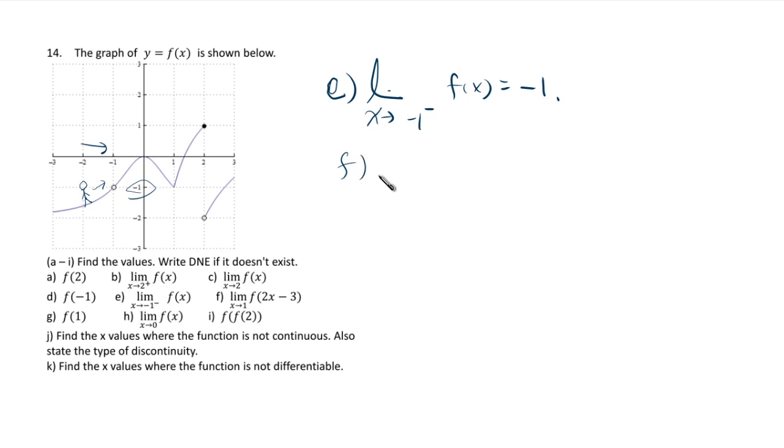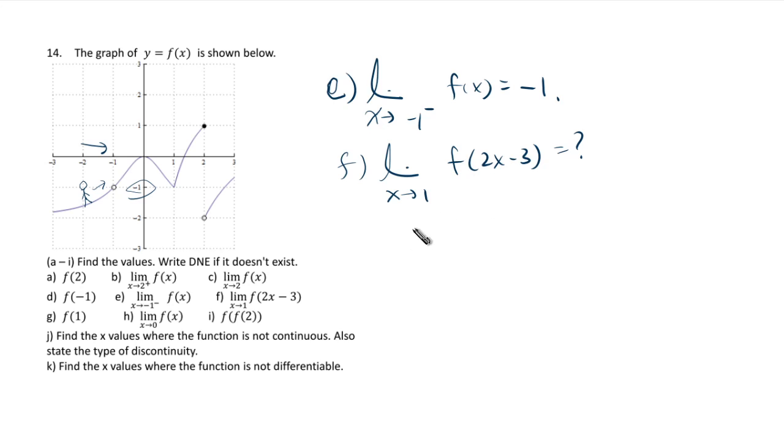Okay, F, the limit as x goes to 1 of f of 2x minus 3 is what? Well, for this one, one way to do it would be just to think that if x gets closer and closer to 1, 2x minus 3 gets closer and closer to negative 1, because 2 times 1 minus 3 is negative 1, right? So you're really asking, what's the limit as x goes to negative 1 of f?